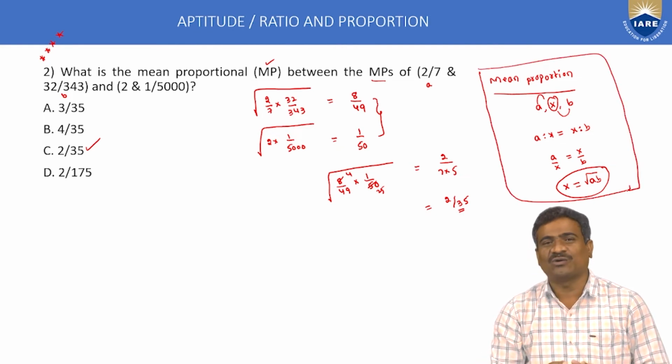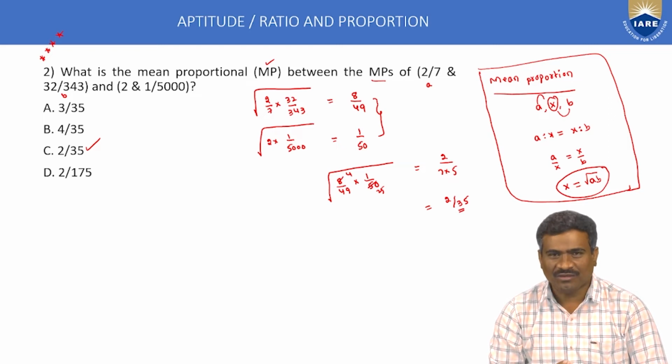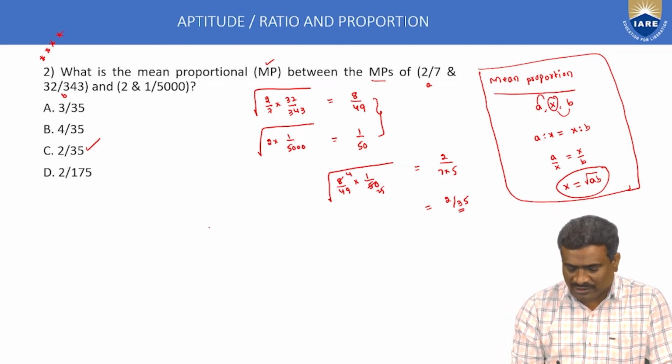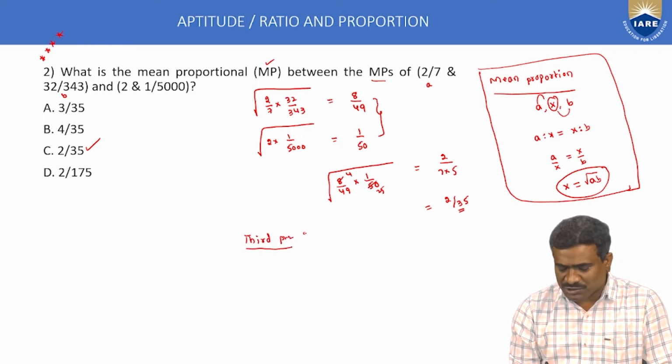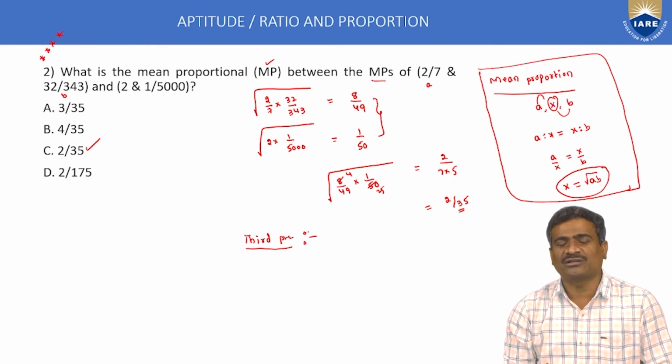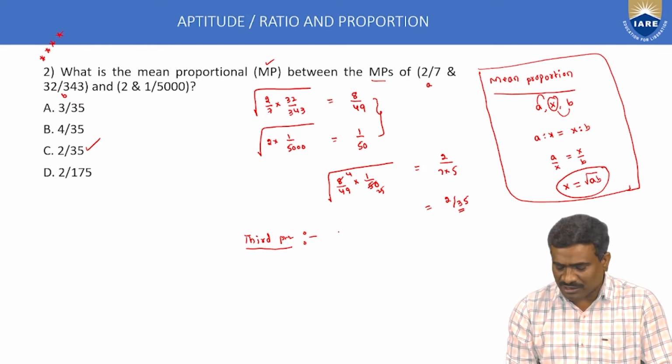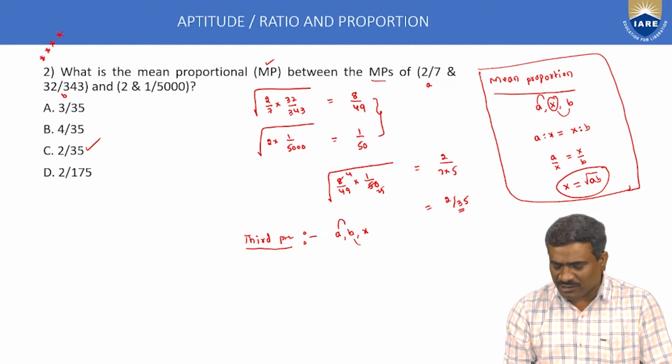X is equal to root of AB. And also calculate third proportion, a mean proportion. Next, third proportion. Third proportion means to find the third number, the number consider x, a comma b comma x. Next, three numbers convert into two ratios. First ratio A is to B, second ratio B is to X.